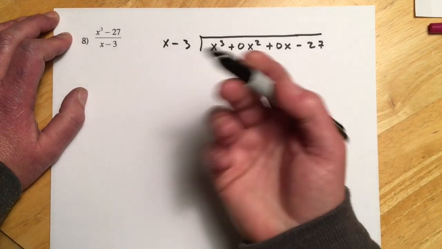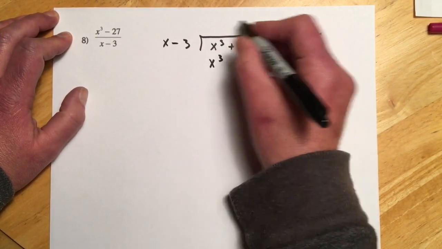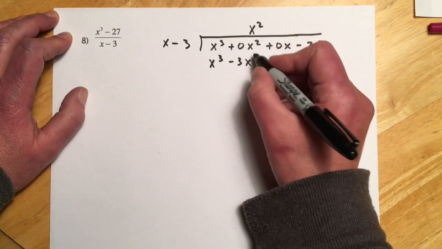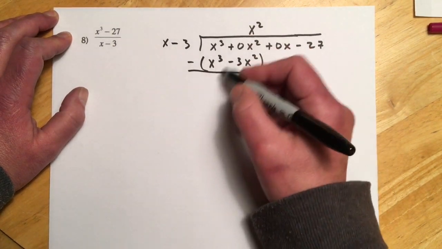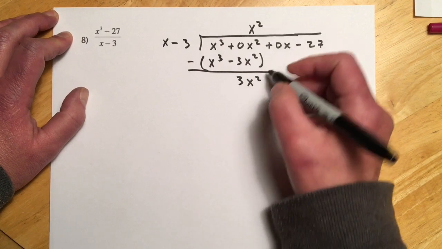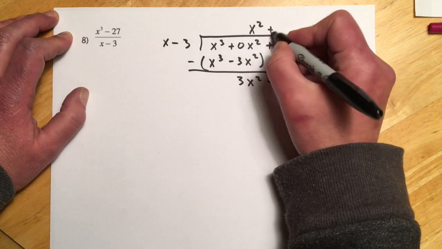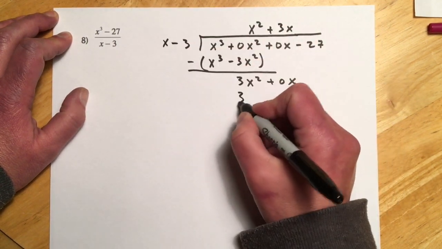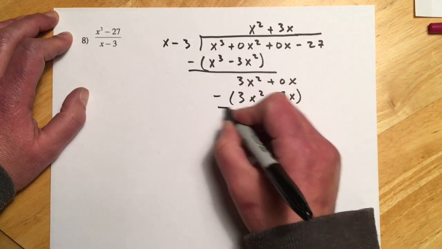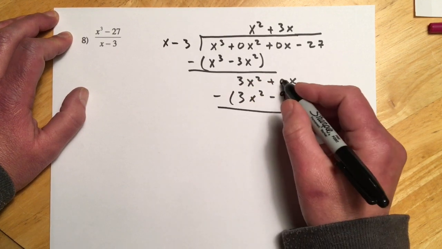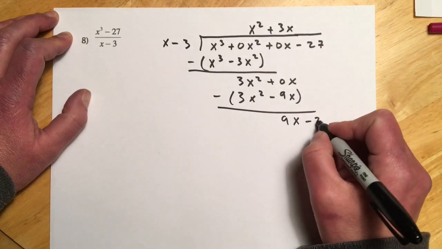minus 27. So what I multiply x by to make x cubed would be x squared, and I get x cubed, and then minus 3x squared. And so that cancels, that makes a positive 3x squared. Bring down the 0x. So then I'd need to use a 3x to bring that up. So 3x squared, 3x times 3, negative 9x. And 3 minus 3 is gone. 0 minus negative 9 would make a 9 right here. And then x, and then bring down the 27.